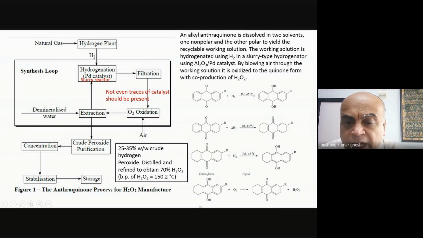Then what happens is that once you make the hydroquinone through the reduction with a palladium catalyst, it's a slurry catalyst. So slurry system. So you take your anthraquinone in a solvent and slurry it with the catalyst. It gets reduced to something like this, and then filter it. Now, in the next step, again, the catalyst can interfere. So when you are filtering, you have to make sure that there's not even a trace of the catalyst anywhere. And in this particular reaction, the heterogeneous catalyst works well because I can separate it out efficiently.